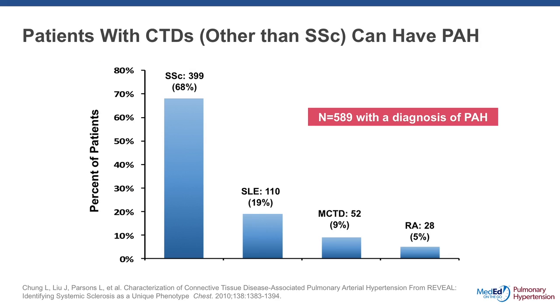It's important to recognize that systemic sclerosis is not the only connective tissue disease that can lead to pulmonary hypertension, although it is the most common autoimmune disease related to pulmonary arterial hypertension. Other diseases that can be seen include lupus, or systemic lupus erythematosus, or SLE, which represents about 15 to 20% of the cohort of all autoimmune diseases leading to pulmonary arterial hypertension. The next most common is mixed connective tissue disease.